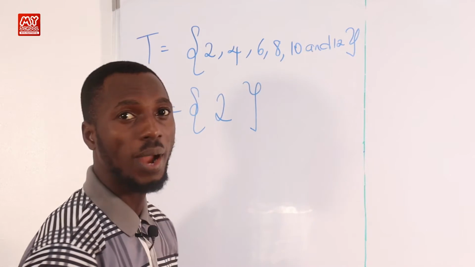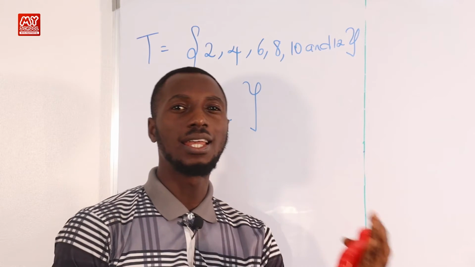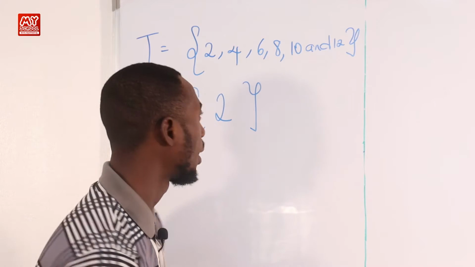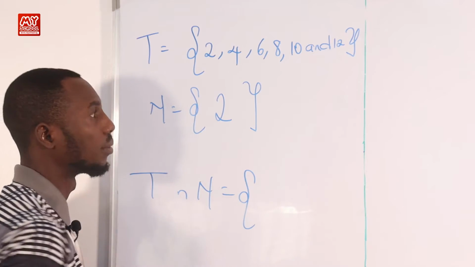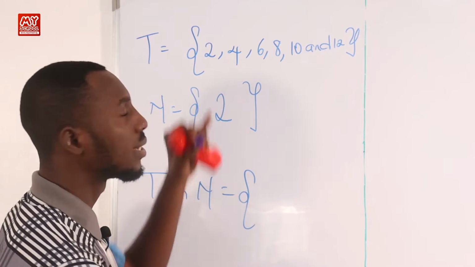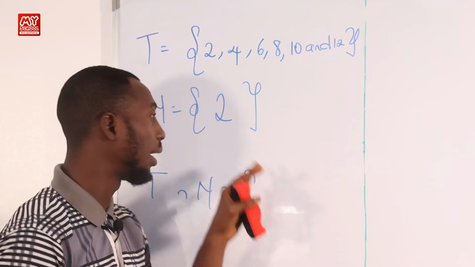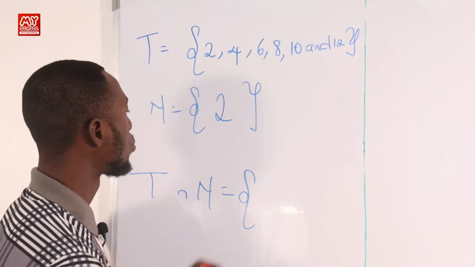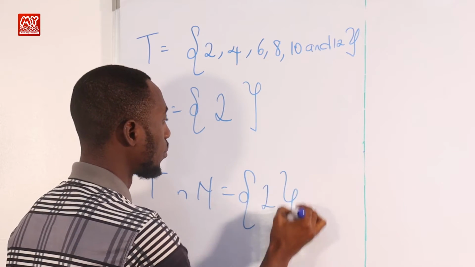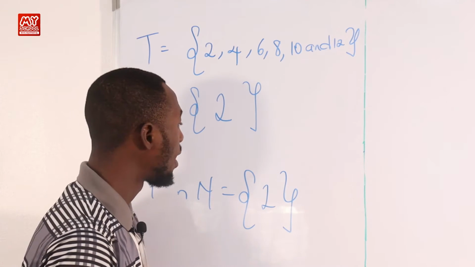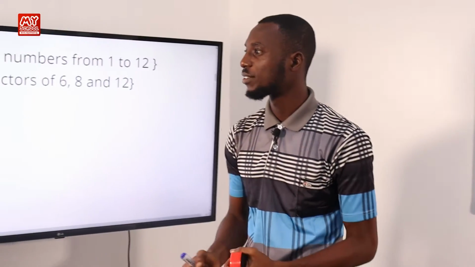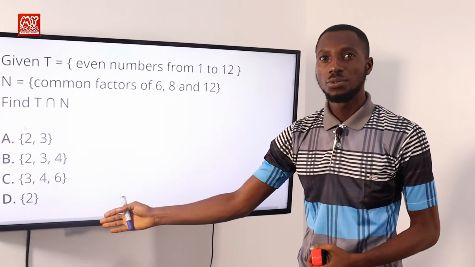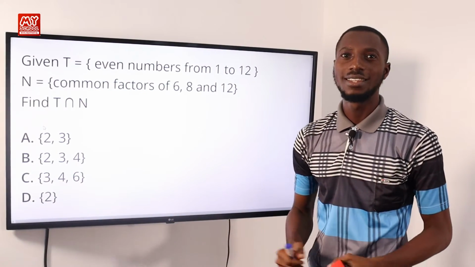Now the question requires that we find T intersection N. So T intersection N would give us what is found in T and can also be found in N, and that is just 2. So our answer is 2. Now let's scan through our options together as we go back to our screen. Go through the options with me, and realize that option D is the correct option.